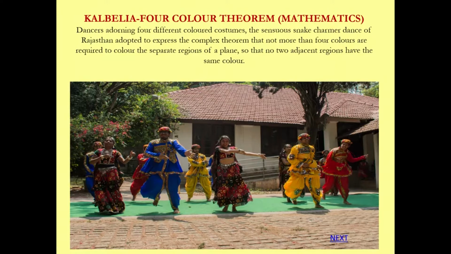Kalbelia, 4 color theorem, mathematics. Kalbelia is a dance form from Rajasthan done in the desert. Here, using this dance form, the 4 color theorem of mathematics is shown. Dancers adorning 4 differently colored costumes, the sensuous snake charmer dance of Rajasthan adopted to express the complex theorem that not more than 4 colors are required to color the separate regions of a plane, so that no 2 adjacent regions have the same color.